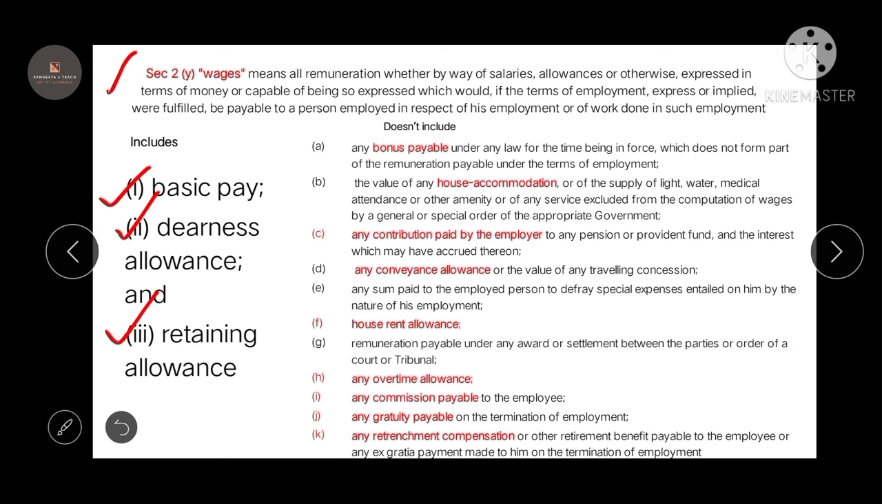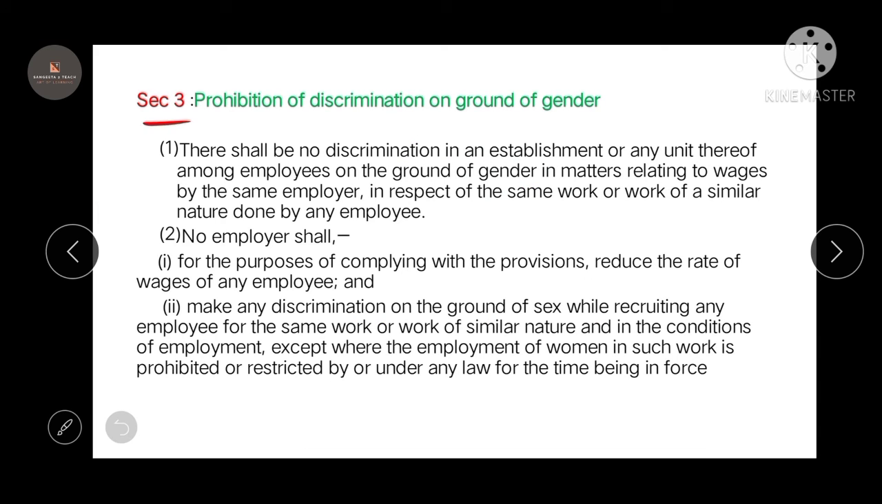Anything other than those, such as any bonus, any house accommodation, any contribution that has to be paid by the employer, conveyance or travelling allowances, house rent allowance, overtime allowance, commission payable, gratuity payable, or retrenchment compensation payable, does not fall under wage. So only three things are included in wage: the basic wage, the dearness allowance, and the retaining allowance. Right?